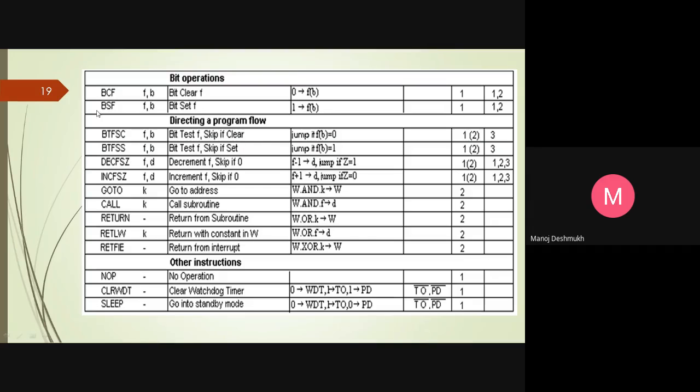BSF, bit set file. Here F is your file register and again the bit number. If we mention the bit, it will be automatically set, that particular bit only. It will not affect the remaining bits in the file register. Only the specific bit is affected, that is, it may set, or in the earlier case it may clear. So these are the bit operations.